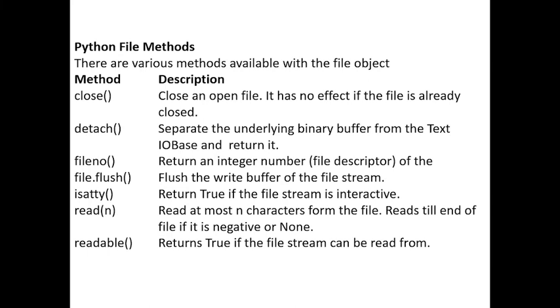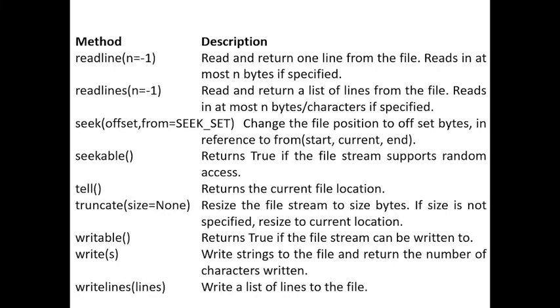Read(n) returns at most n characters from the file. It reads till the end of the file if n is negative or None. Readable returns true if the file stream can be read from. So these are all the different methods which are used in the Python file system. When you are practicing, you can use these file methods, and then it will be easier for you to understand.